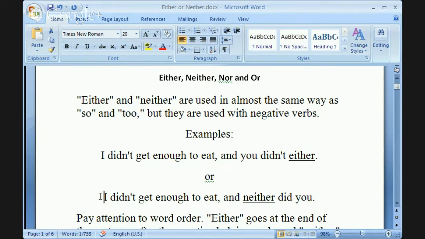Using neither: I didn't get enough to eat and neither did you. Both of us did not get enough to eat. All right. Notice with either we have the negative, didn't either, and neither is negative in and of itself. It is a negative expression, so be careful of double negatives when you use it.